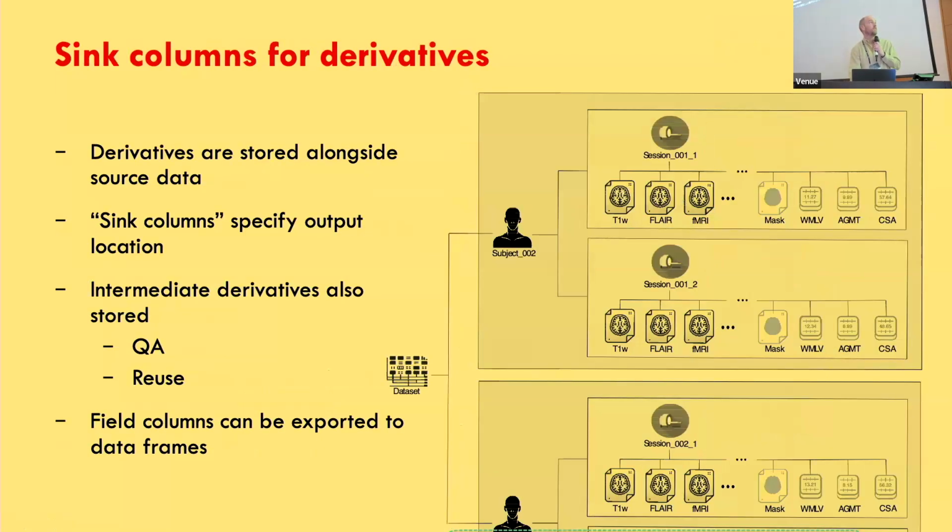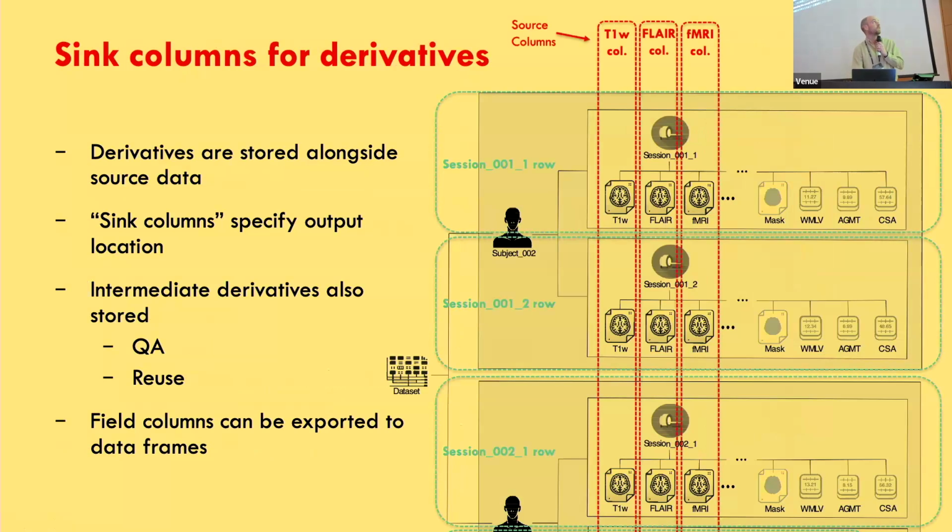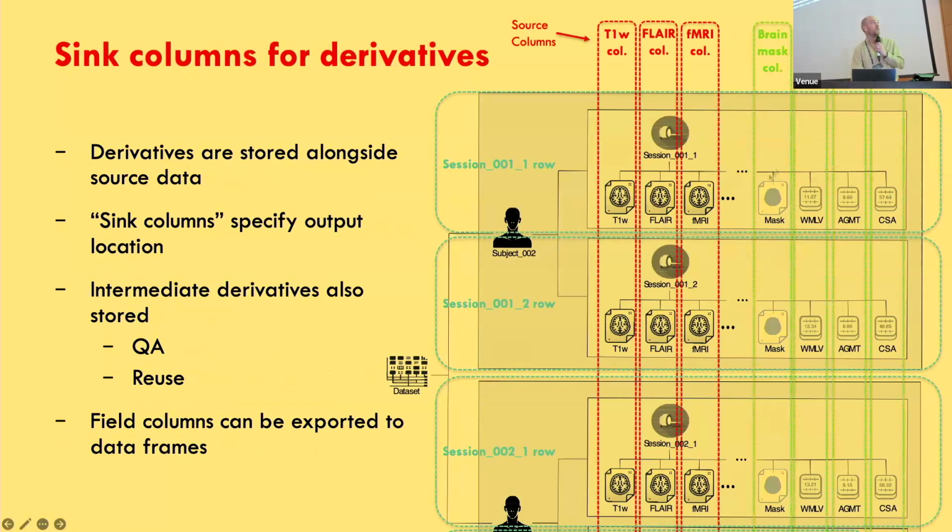Extending this concept further to the derivatives produced from the analysis, we not only have the source columns, but these sink columns here, which are placeholders for intermediate derivatives, such as a brain mask here, or output metrics, like white matter lesion volume or the average gray matter thickness, which might then be passed on to the actual statistical analysis.